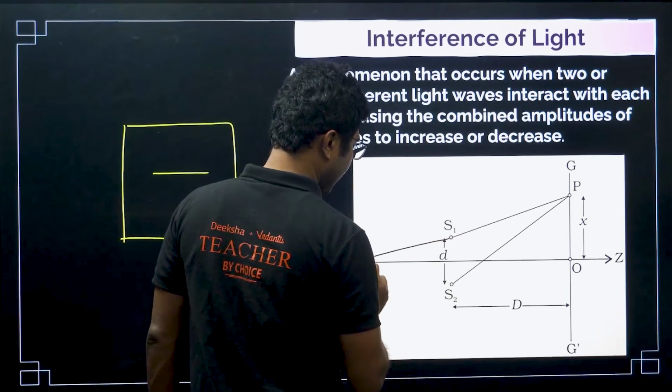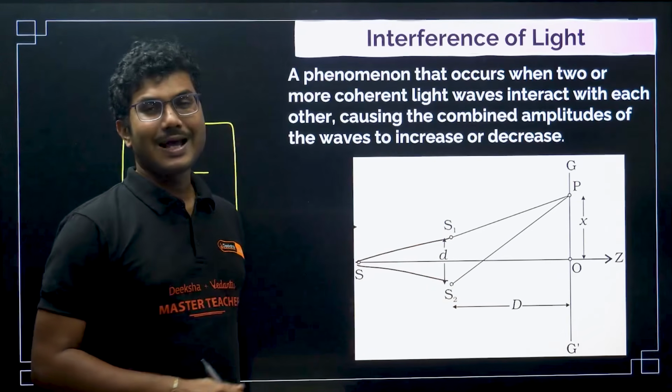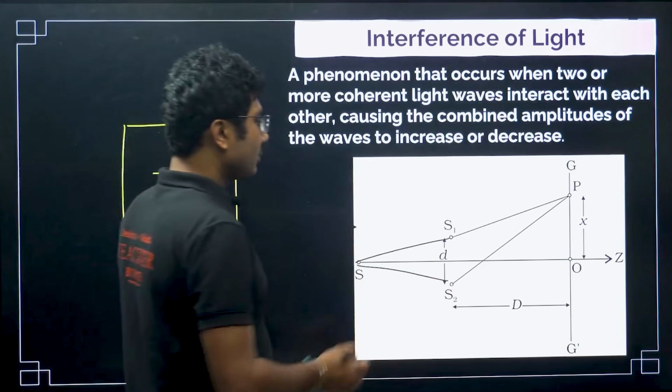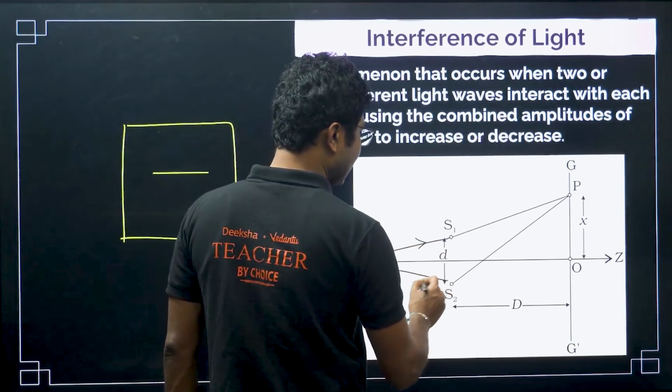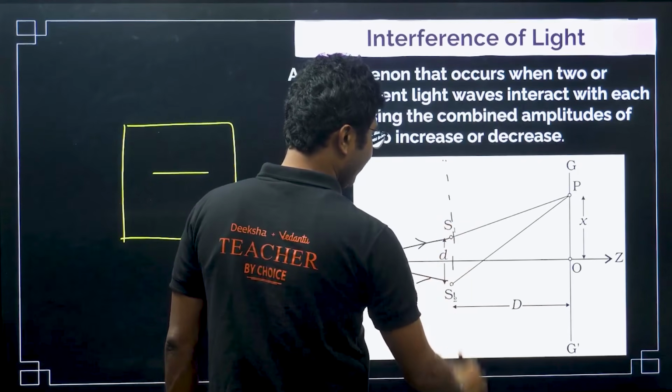So the light from the source reaches S1 and S2 in an equal amount of time. Both the slits are at equal distance from the original source. So what happens? We know that if light travels the same distance, then it is basically the primary wavefront, right.